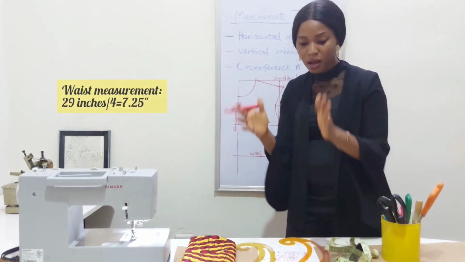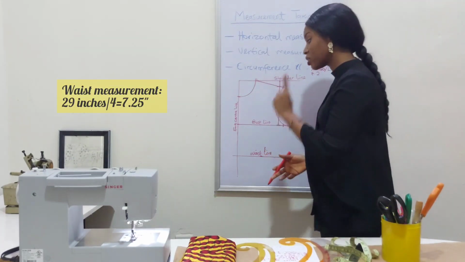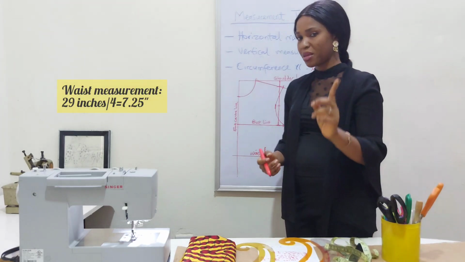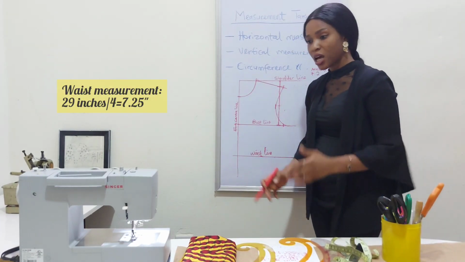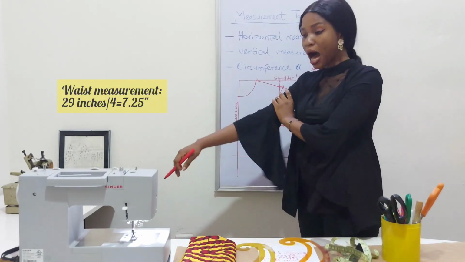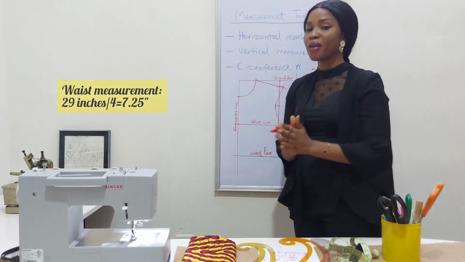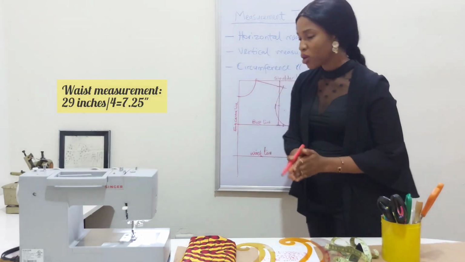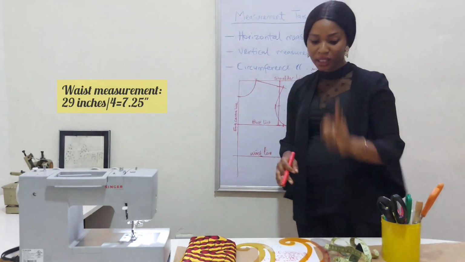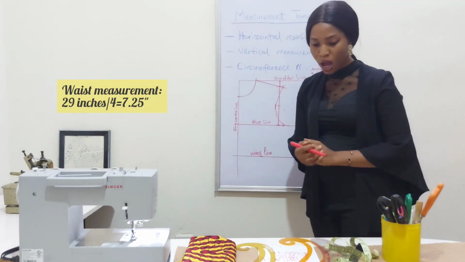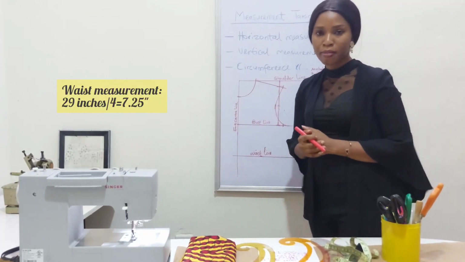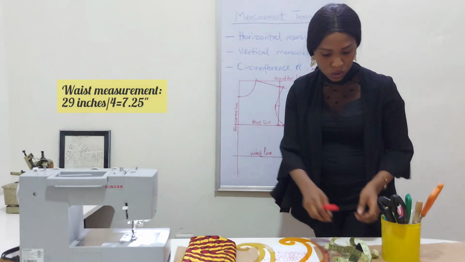My waist is 29, and don't forget I said the circumference measurements, you divide them by 4, except for the semi circumference measurements, which is the thigh, because I have 2 legs, my arm, I have 2 arms, so that one you have to divide by 2. But every other measurement that has to do with circumference is divided by 4. So my waist is 29. If I divide 29 by 4, I would have 7.25. That's 7 1/4. So I'm measuring 7 1/4 here.